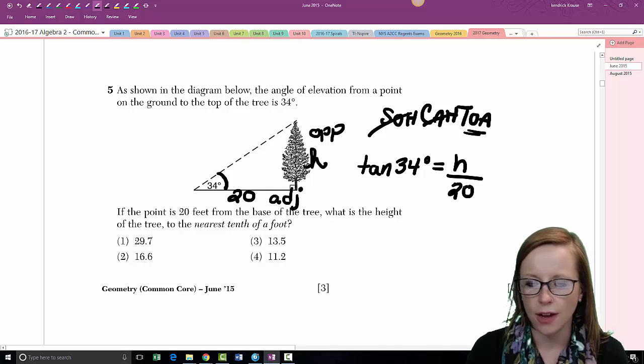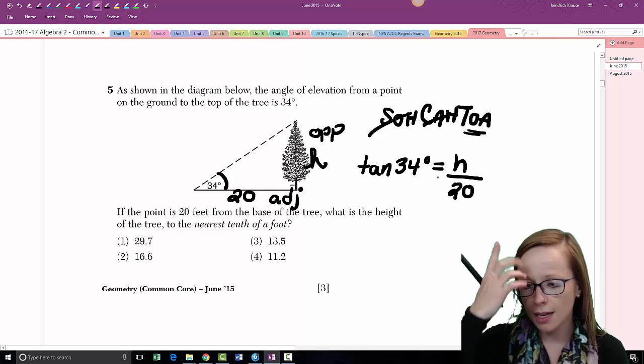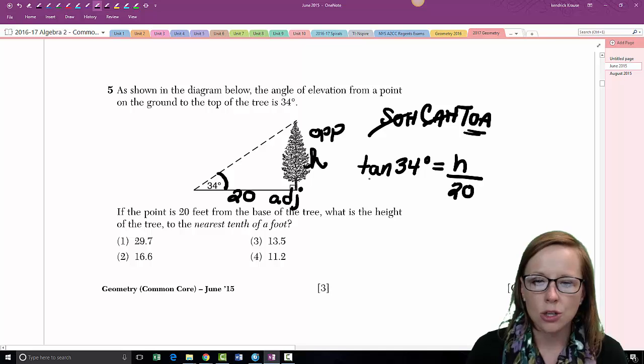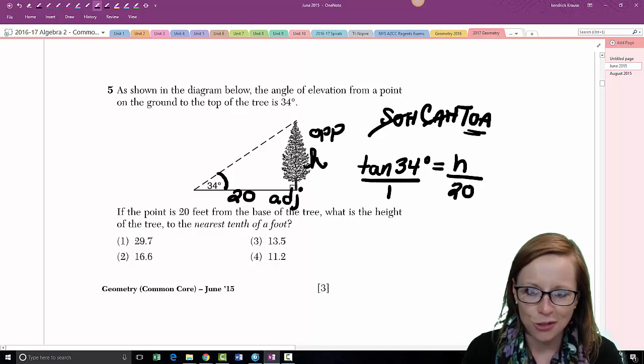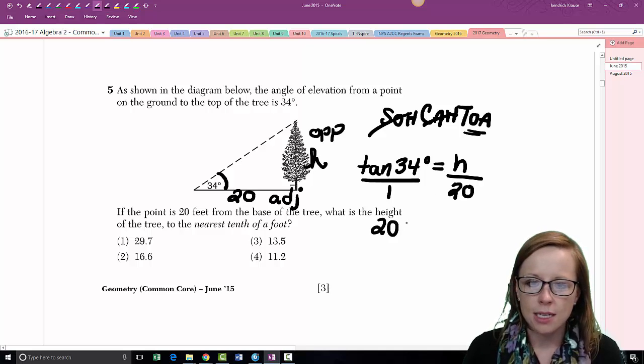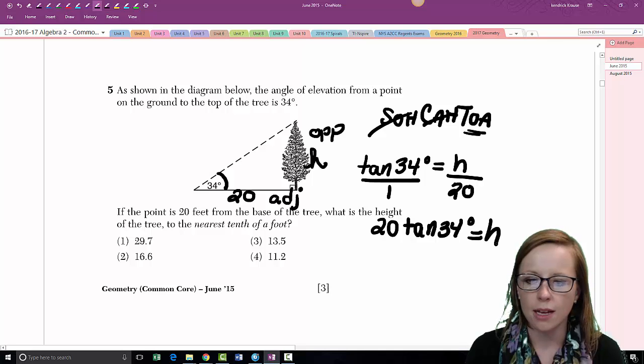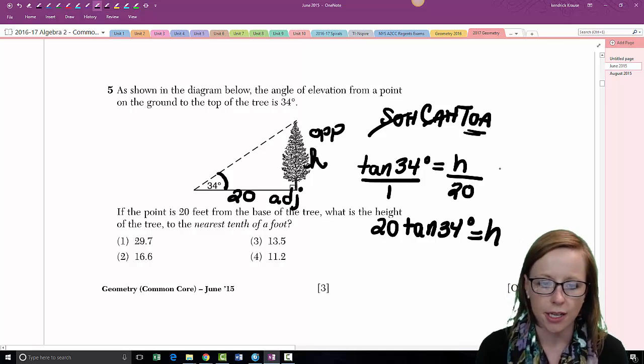If you called it x, that's fine. Now, in order to get h, or the height of the tree, I need to cross multiply. I'm going to put a little 1 under here. Your favorite thing to do in math is cross multiply. So 20 times the tangent of 34 degrees is equal to the height of the tree. You just need your calculator now.